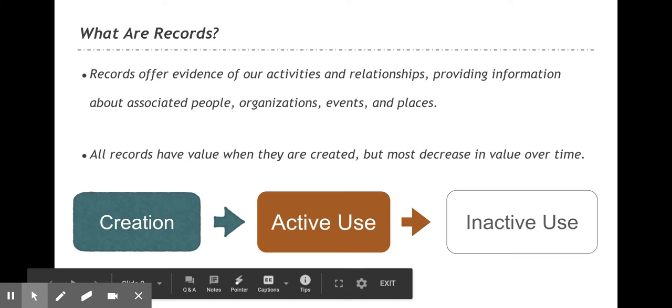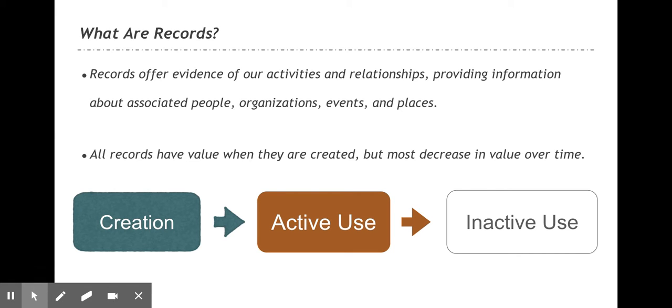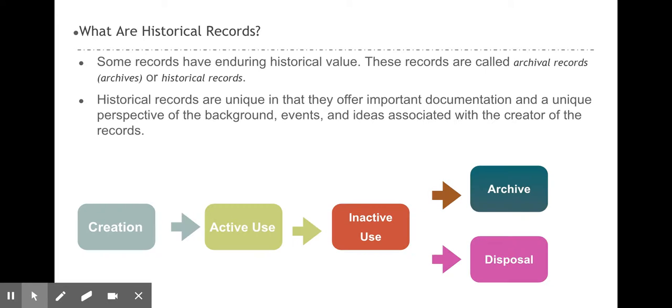So records have a life cycle that includes their creation, their active use, and their inactive use. This model is called the life cycle model and was created in the late 1930s by some employees at the National Archives. Records are usually maintained by the creator through the creation and active use phase, and then maintained by either the creator, creating institution, or a records manager during the inactive phase. The last part is where the archivist comes in.